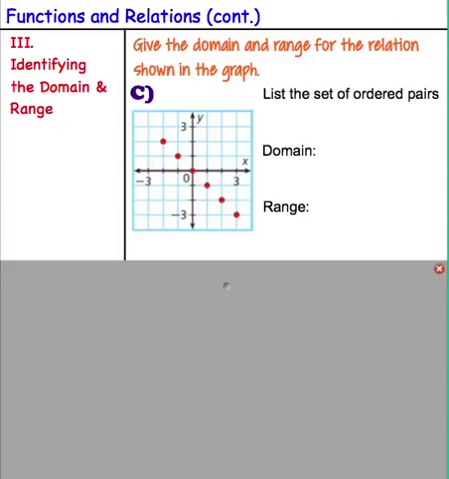So we need to be able to identify the domain and range for a relation. In this case, it's this relationship of these points on this graph. So the first thing that you want to do, which makes your life as easy as possible, is to list these ordered pairs. So if I look here, I'm going to go from left to right. So starting with this point here, I have -2, 2.